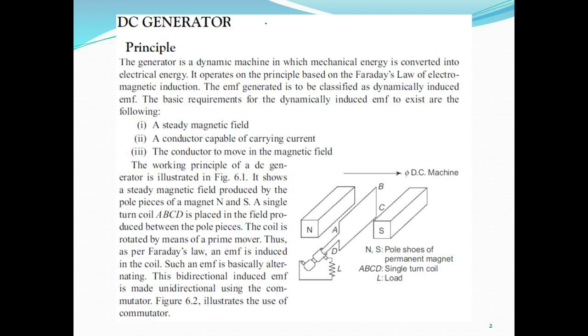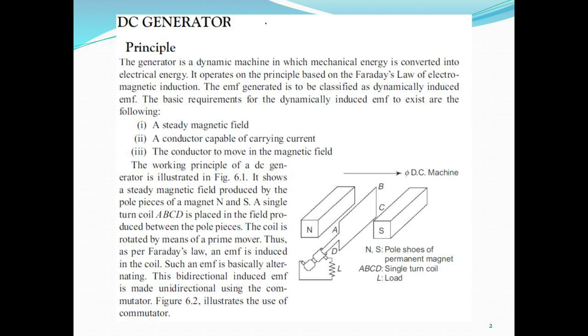The working principle of a DC generator is illustrated in figure 6.1. It shows a steady magnetic field produced by the pole pieces of the magnet, north and south. A single turn coil ABCD is placed in the field produced between the pole pieces. The coil is rotated by means of a prime mover. Thus, as per Faraday's law, an EMF is induced in such a coil.